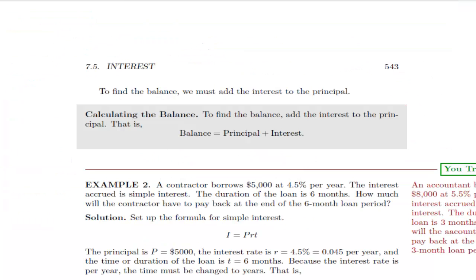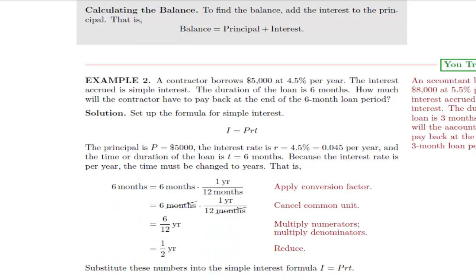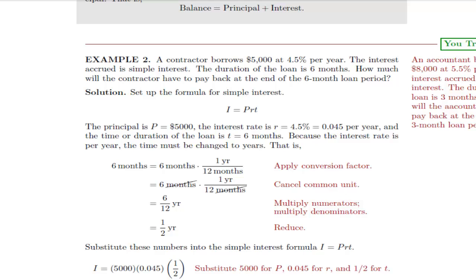Calculating the balance. To find the balance, add the interest to the principal, that is, balance equals principal plus interest. Example 2. A contractor borrows $5,000 at 4.5% per year. The interest accrued is simple interest. The duration of the loan is 6 months. How much will the contractor have to pay back at the end of the 6-month loan period?